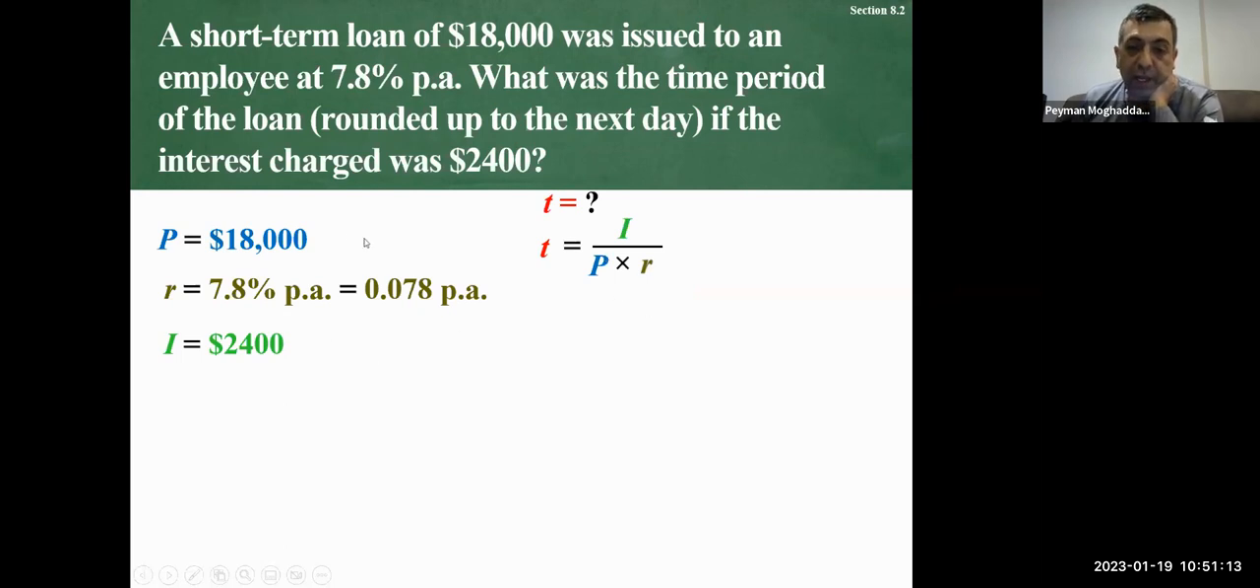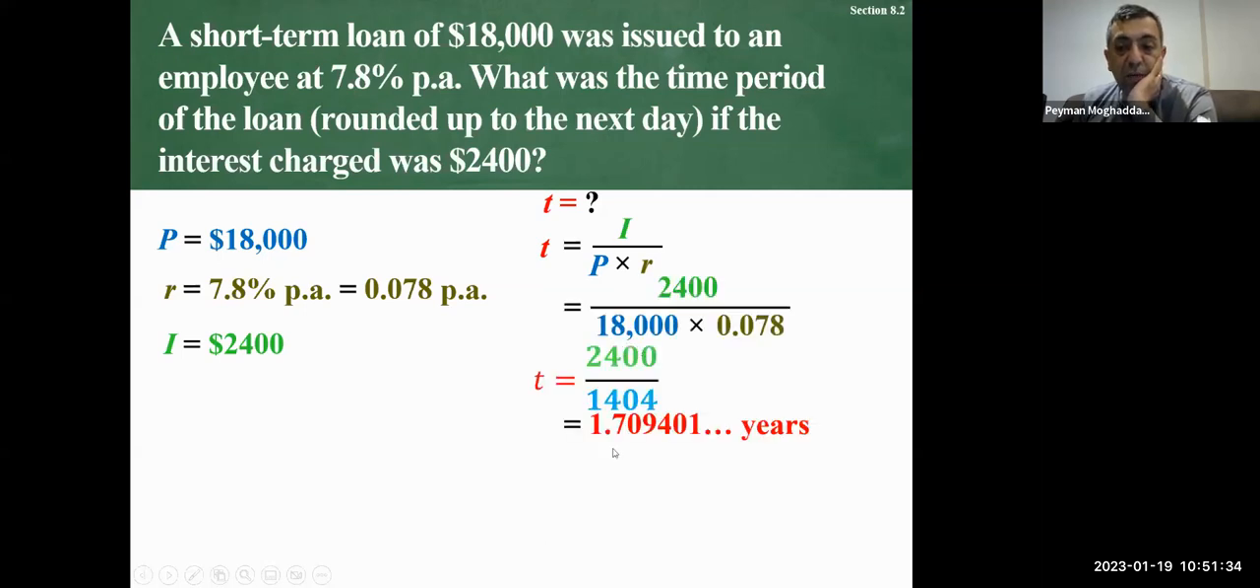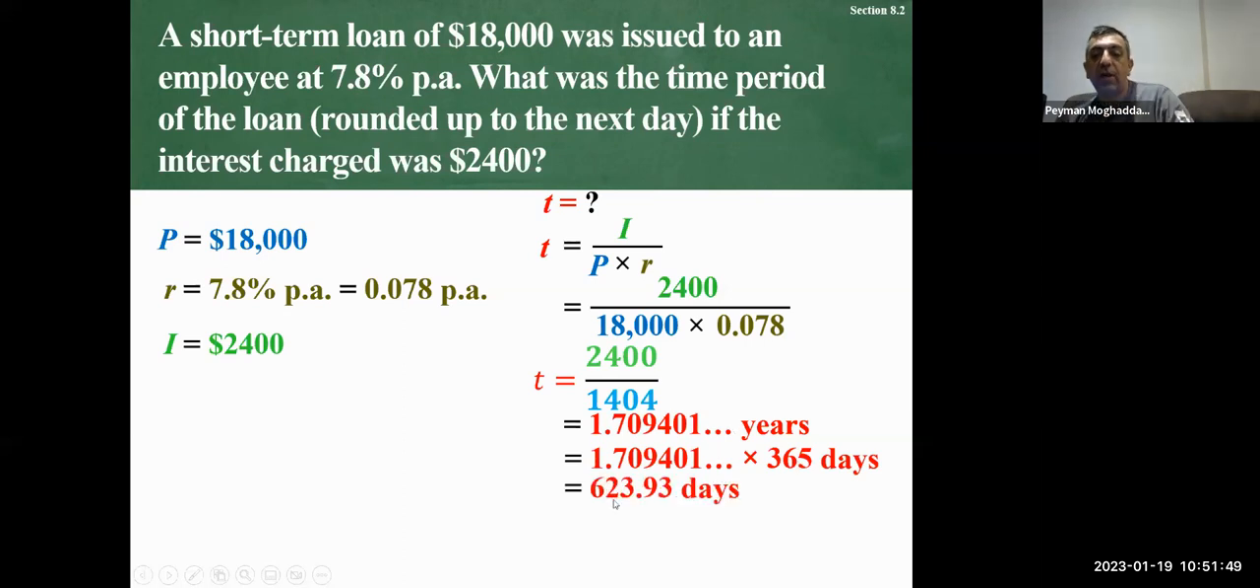Make sure that everything is in the same unit. The T and R have to be in the same unit. If you put the interest rate as per annum here, the result is going to be per annum. We want to know the period in days, but what it's going to give you is 1.7, which is not days, it is years, because you used the per annum interest rate. So it's based on years, and then you have to calculate it based on the number of days, which is 623.93 days. If you round up to the next day, it's going to be 624 days.